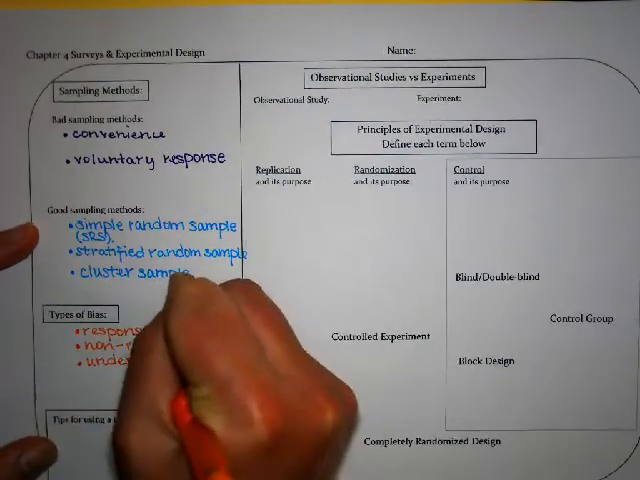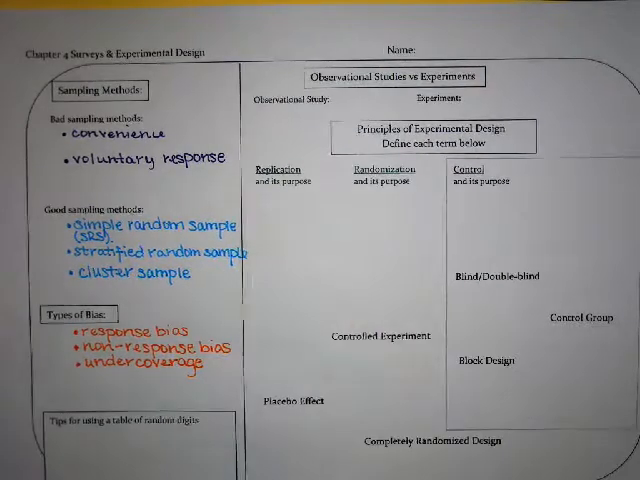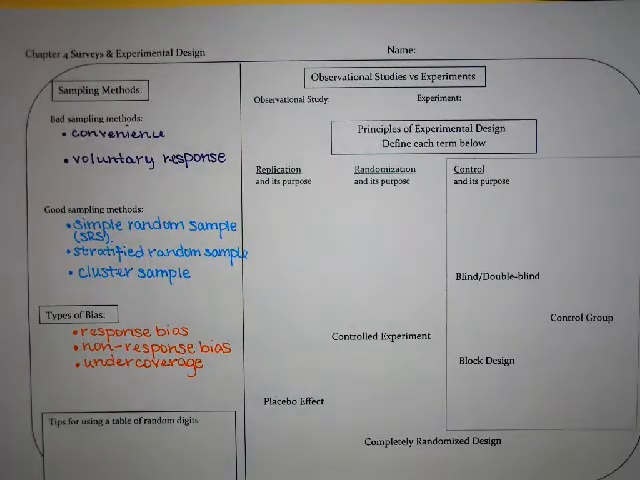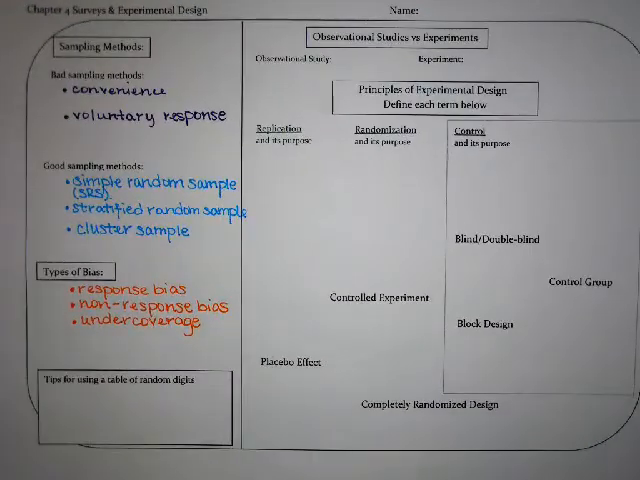So under coverage, that's like the household surveys, where homeless people are left out, people who live in shelters, phone surveys, people who don't list their phone number, that kind of stuff. Tips for using a table of random digits.